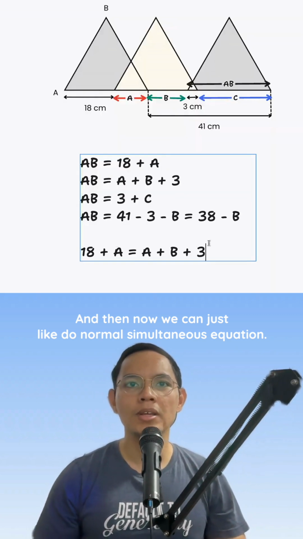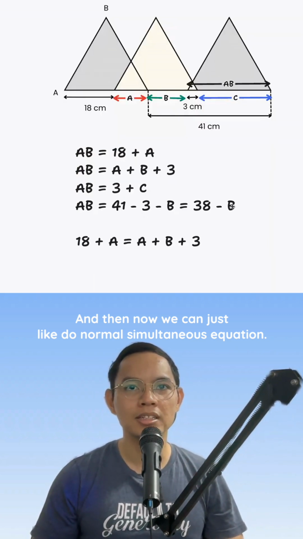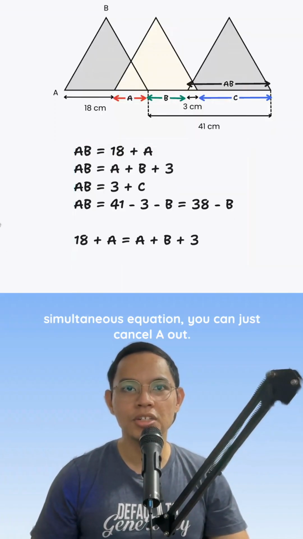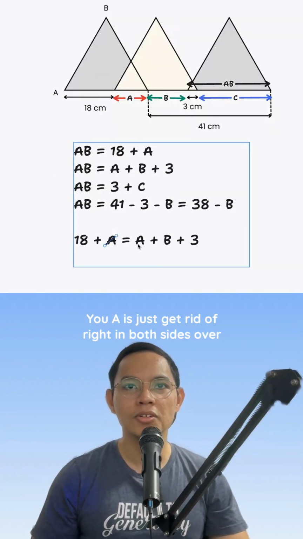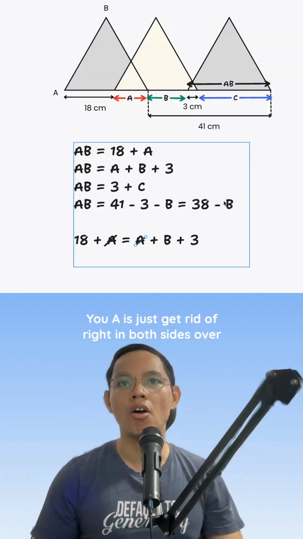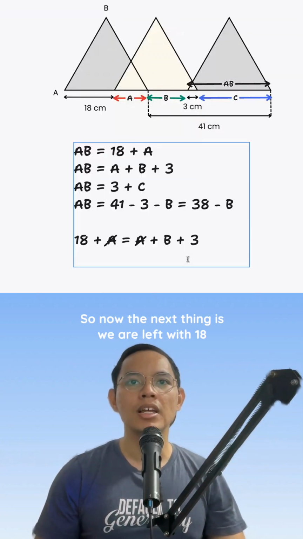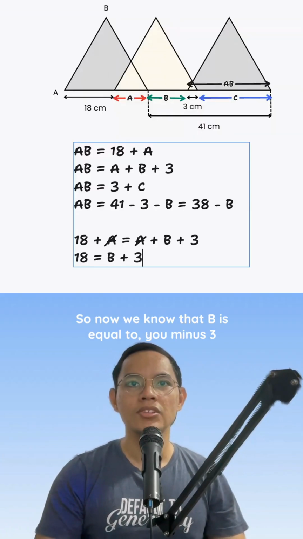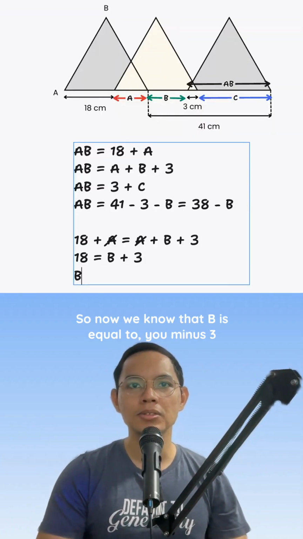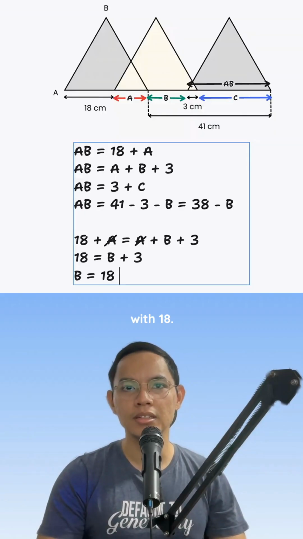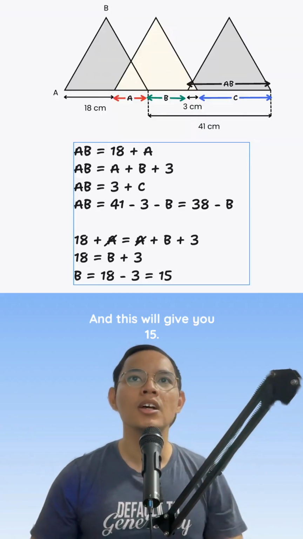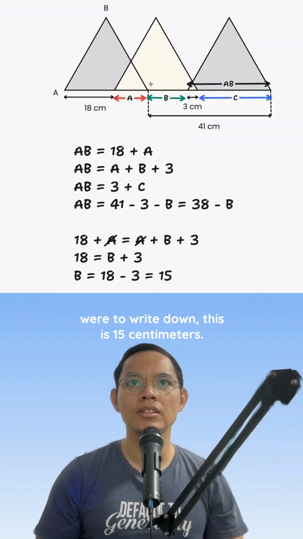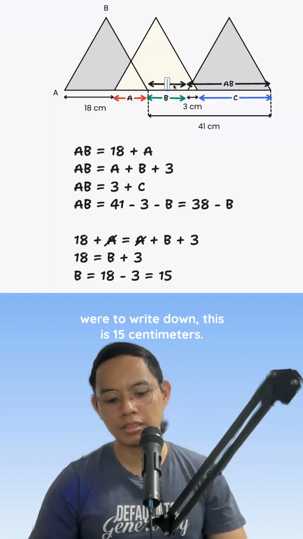And now we can just do a normal simultaneous equation. If you've done a lot of simultaneous equations, you can just cancel A out, right? A, just get rid of it on both sides over here. So now we are left with 18 equal to B plus 3. So now we know that B is equal to 18 minus 3, and this will give you 15. So this B over here, if I were to write it down, is 15 centimeters.